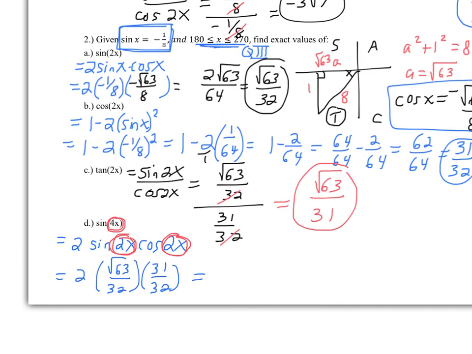I can reduce this a little bit. If I divide 2 into that, I'll have a 16 down there. So up top I have 31 times the square root of 63, and I'm left with 16 times 32 in the bottom. That's going to give me 512. So this would be my simplified answer.